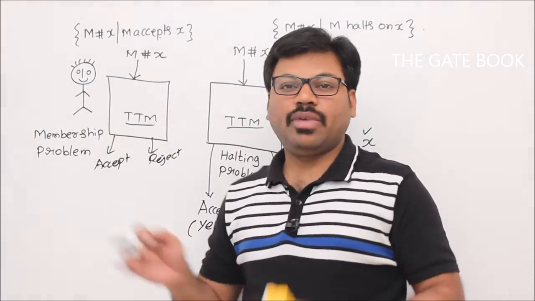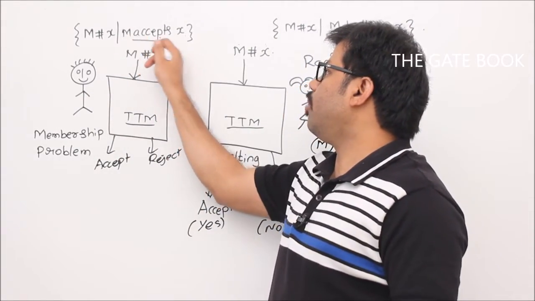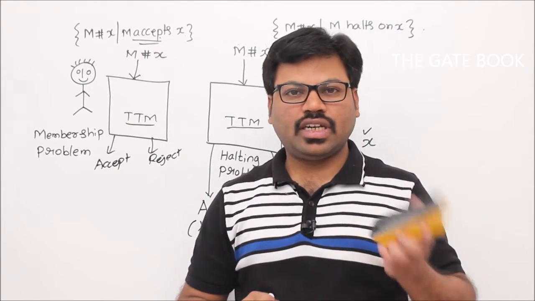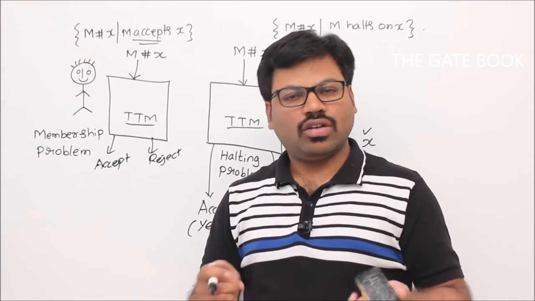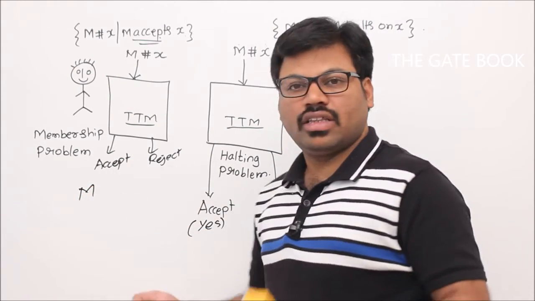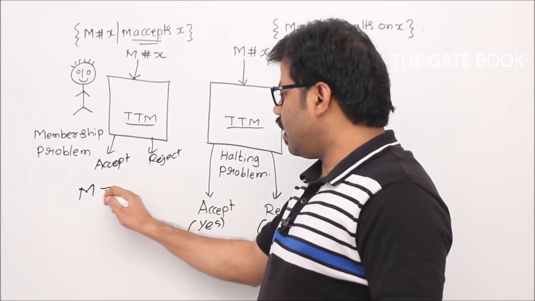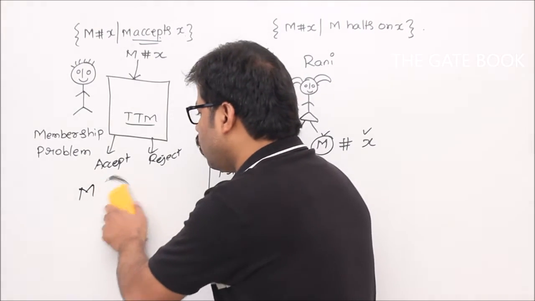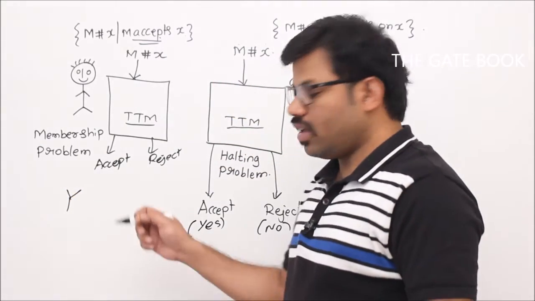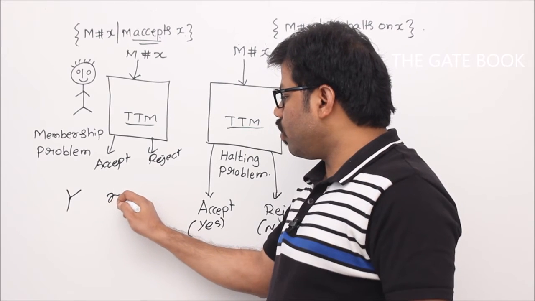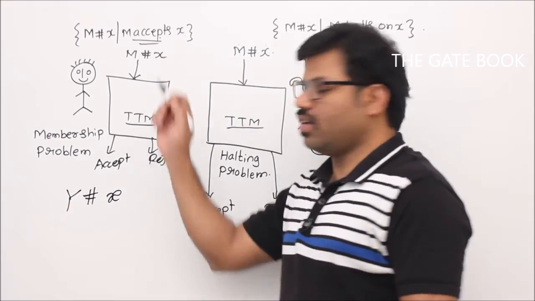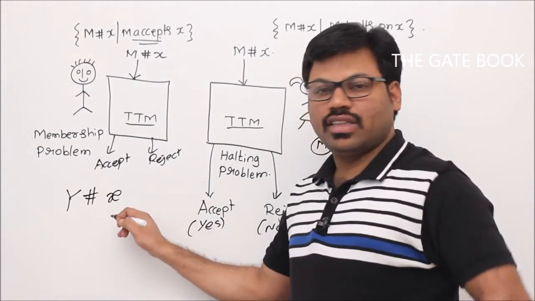So Raju is claiming like this: I have a total Turing machine for M accepts x. That means my Turing machine will tell whether a random Turing machine accepts a random input or not. How? We'll ask, my dear Raju, can you say anything about any Turing machine? Yes, I can tell anything. For example, you want to know about a Turing machine called, let's say, y. Then you simply tell me what input you want to know, x. Then give a string like this, y hash x. Then I will tell about y.